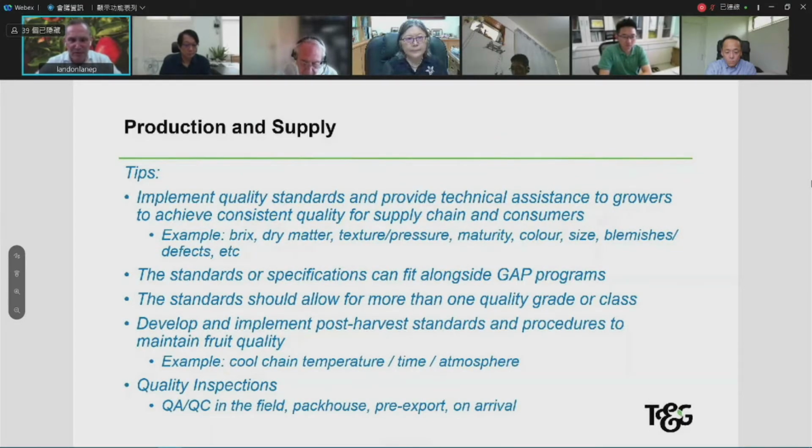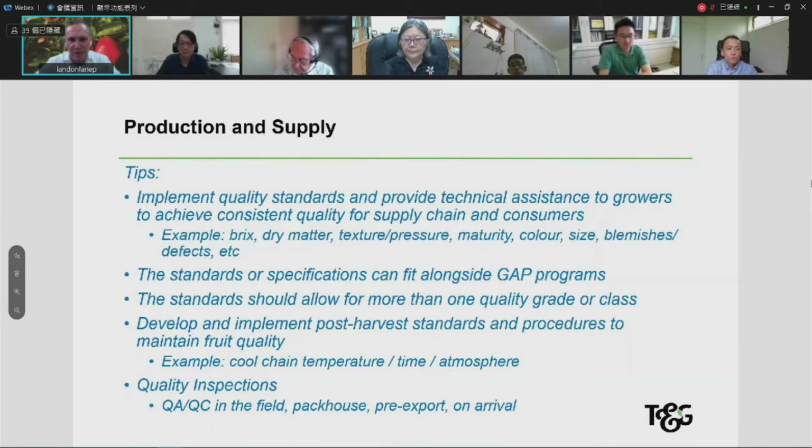Those standards and specifications, of course, fit very well with GAP programs. You want to have more than one standard or grade or class, because you want the grower to be successful and needs to sell all of their production. So you might have a class 1 and a class 2, depending on the different markets.